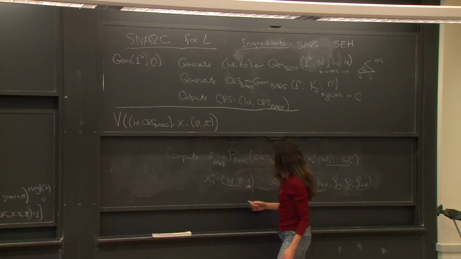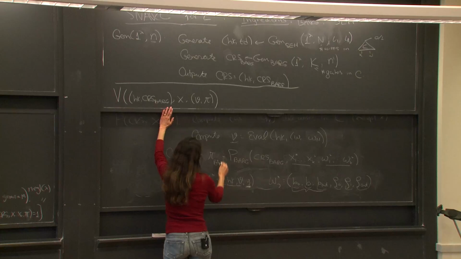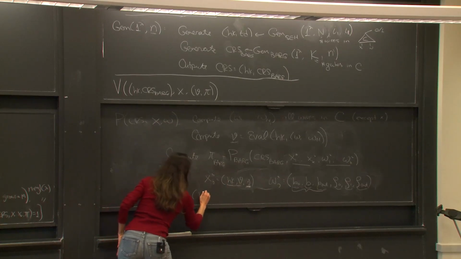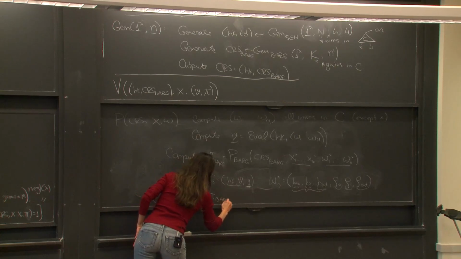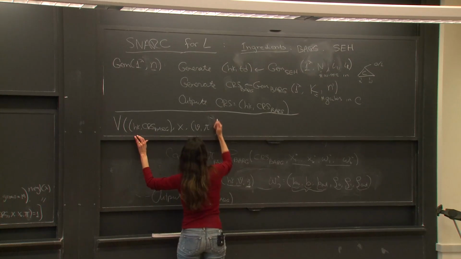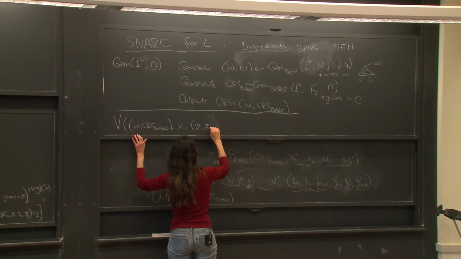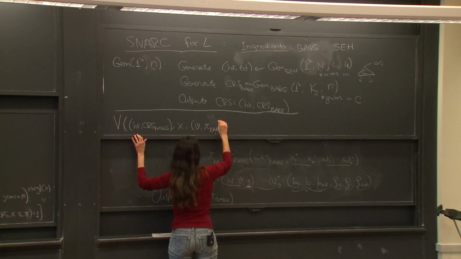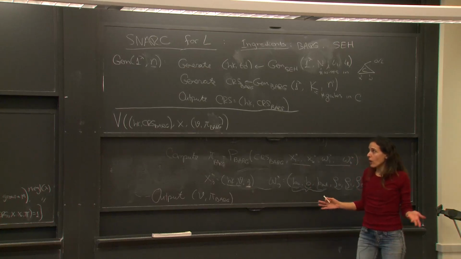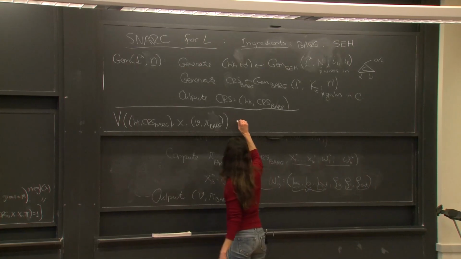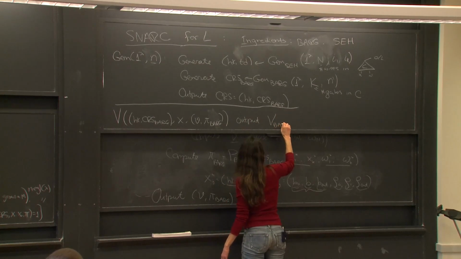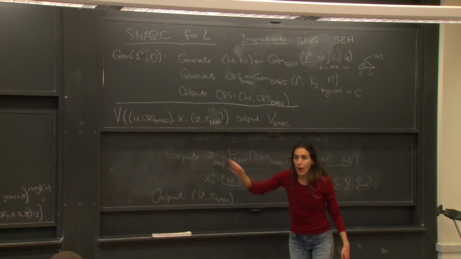A SNARG is, did I say what it outputs? Sorry. Okay, compute output V and pi BARG. So now he takes the SNARG, which is a hash and BARG, and it just outputs the output of V BARG. He accepts if and only if the BARG is accepting.